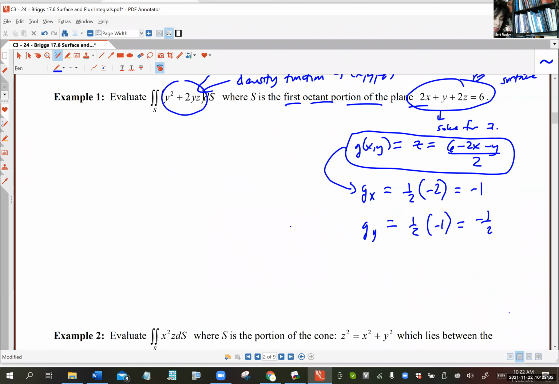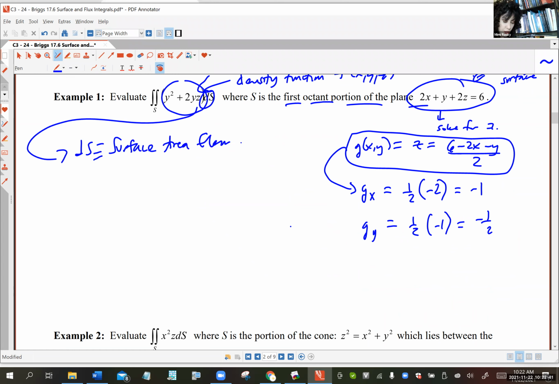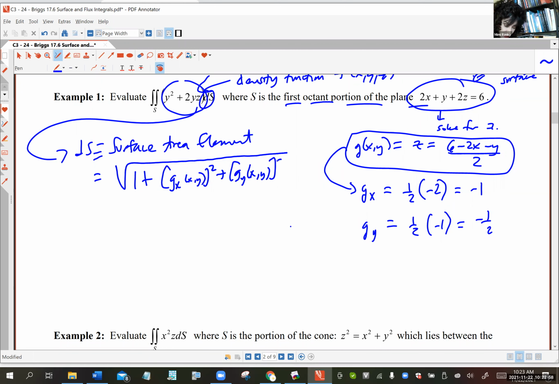Now we're kind of lucky here because this dS, which represents the surface area element, if you want to impress me on a quiz or an exam, actually use this vocabulary for me. It'll warm my heart, and I'll get that you really understand what's going on. This is going to be that big old radical with the sum of the squares of the partials, and then your dA.